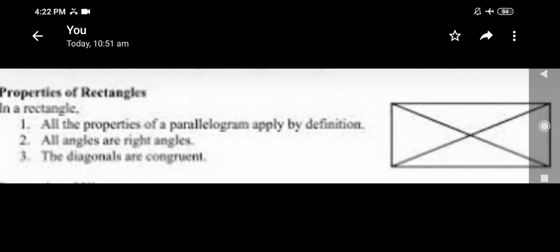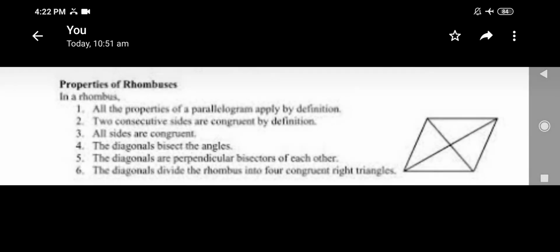Then about the diagonals of a rectangle, the diagonals are congruent to each other. So first, the sides of a rectangle: opposite sides are equal. Then about the angles, all angles measure 90 degrees each. And the diagonals of a rectangle are congruent to each other.